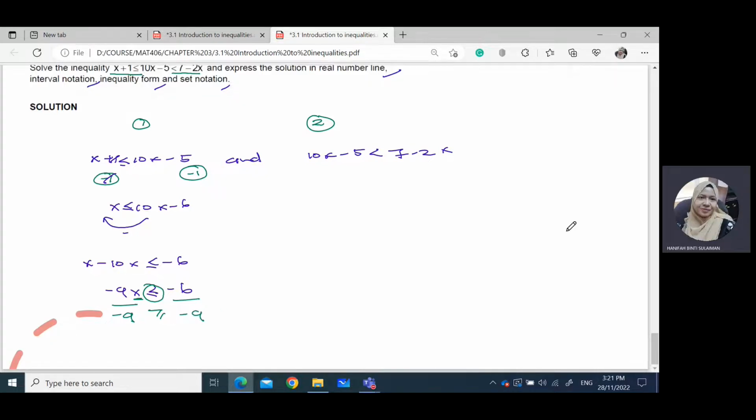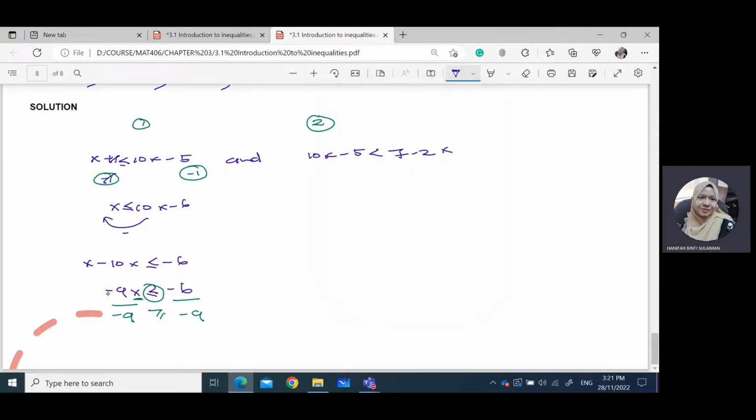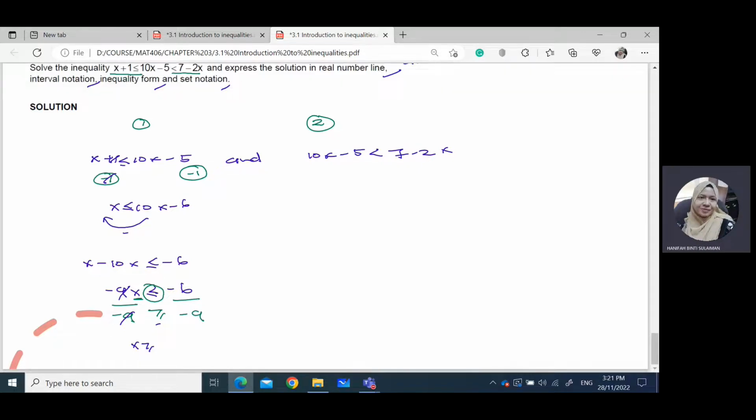Okay, so hence, kita akan dapat this one. Negative 9x over negative 9, so we have x. So x is greater than or equal to negative 6 over negative 9. Kita akan dapat 2 over 3. Okay, x is greater than or equal to 2 over 3.